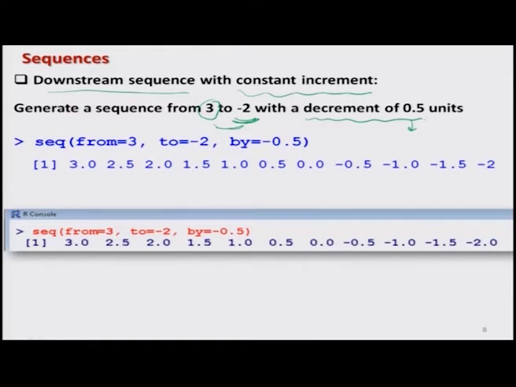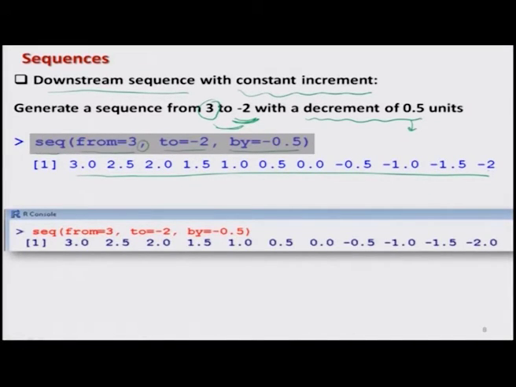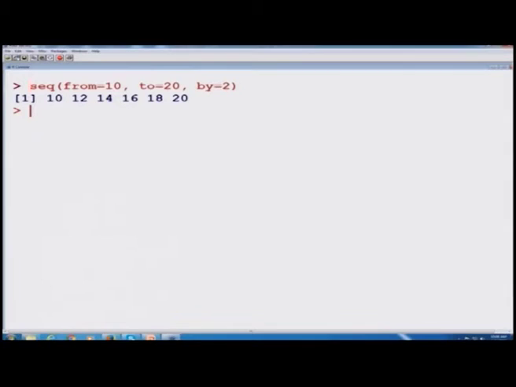So here I try to write down the same sequence from 3 to -2 separated by this comma, and then here I am trying to give a decrement. So that is going to be a minus times increment, which is here minus 0.5, and as soon as you try to do it here, you get the same sequence. So let us try to do it here on the R console and see whether we are getting the same thing here.